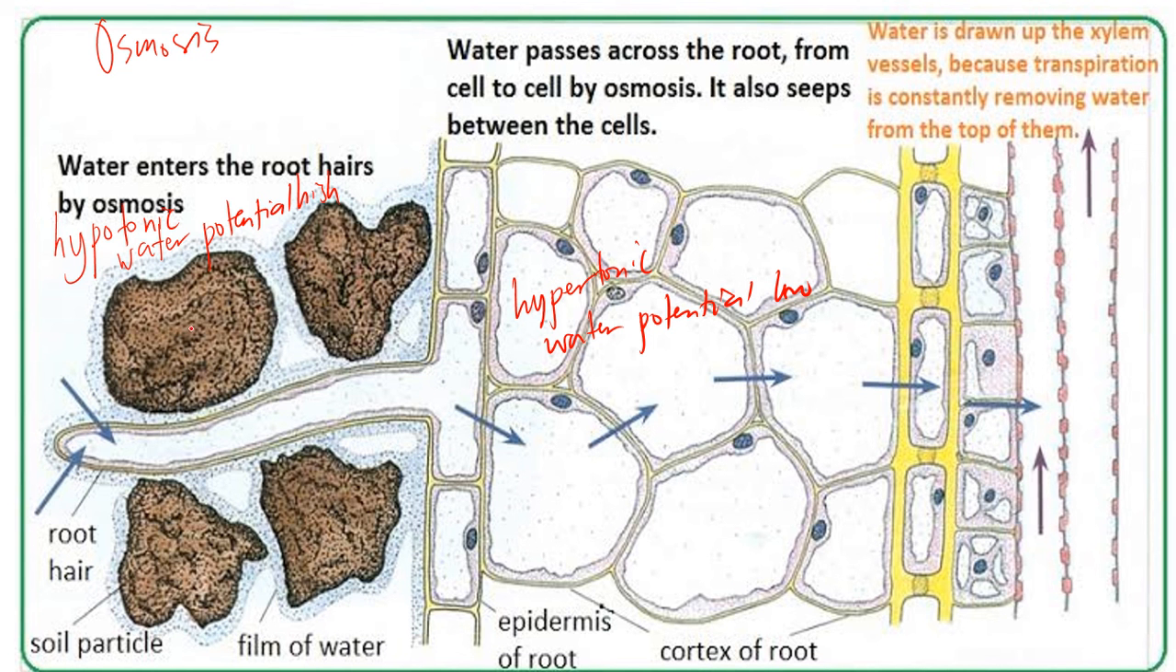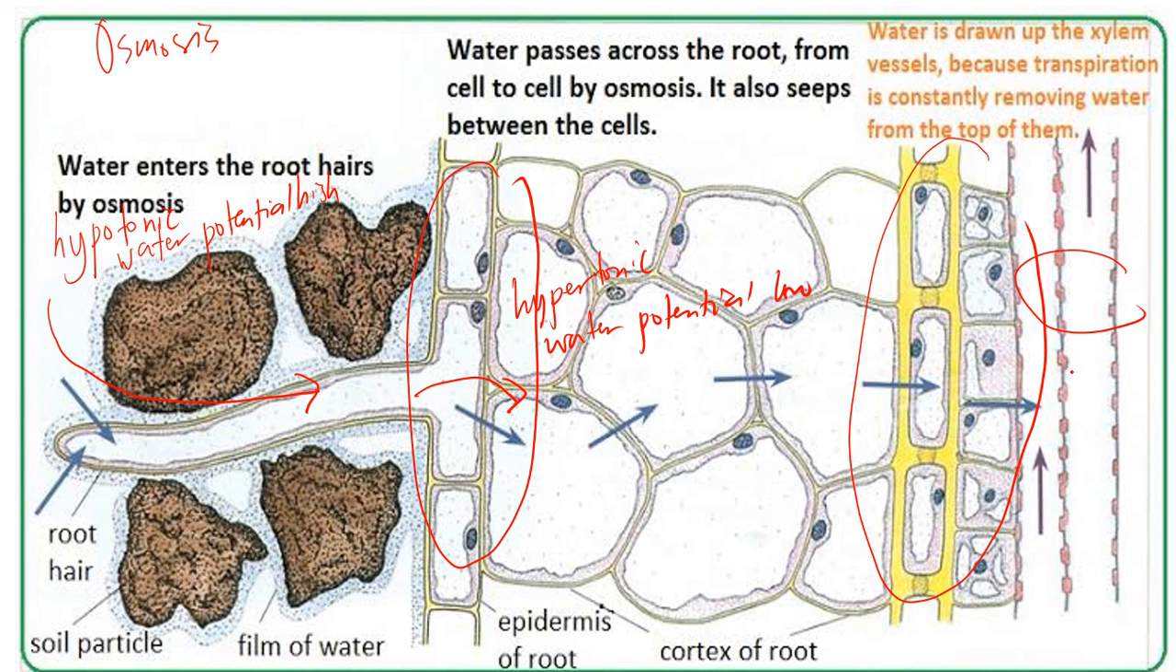When this happens, the water moves from high water potential to low water potential, and it continues until it reaches the xylem here. This part here is what they call the epidermis, and therefore the hair cells are found in the epidermis layer. Next to the epidermis layer are the cortical cells. After the cortical cells is the endodermis, which lies next to the xylem.